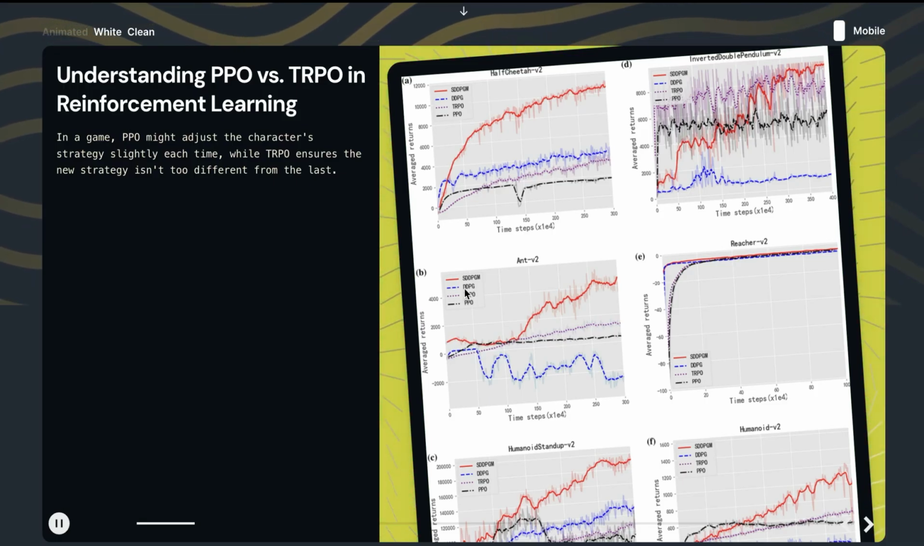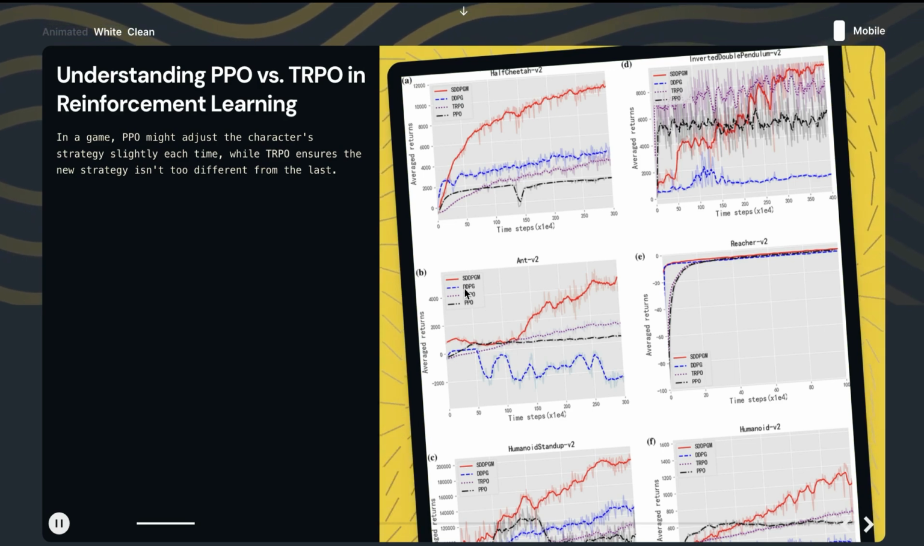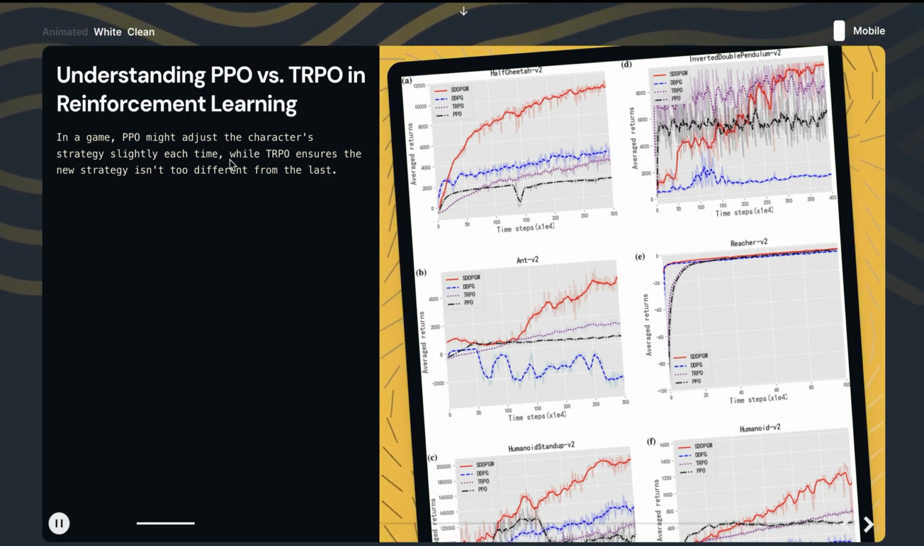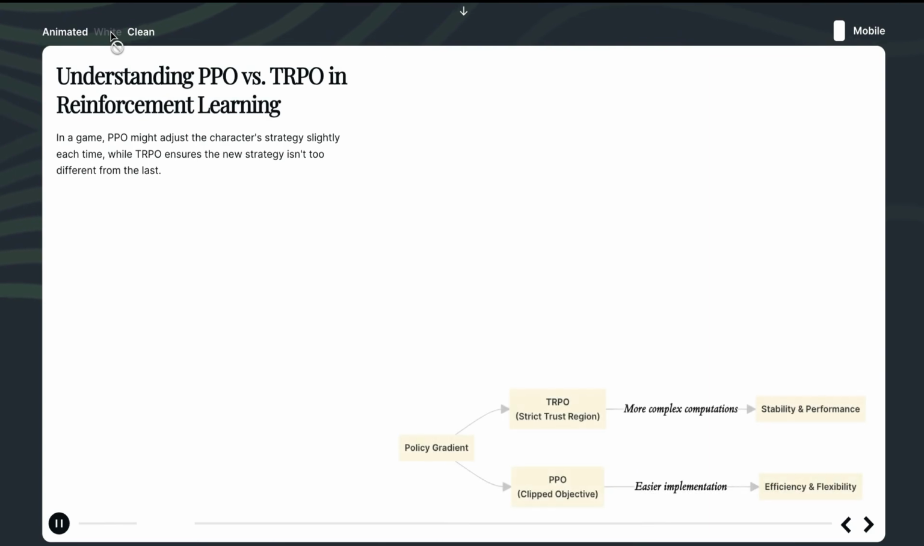PPO simplifies the complex computations of TRPO by using a clipped objective to maintain a trust region, which leads to easier implementation and tuning.